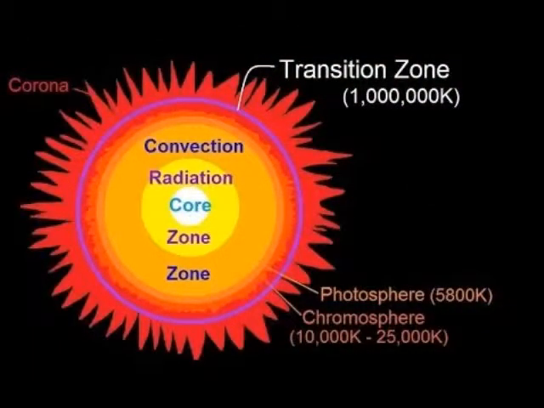The core of the Sun is at the Sun's center. It is the hottest layer of the Sun and the solar system, reaching temperatures of around 15 million Kelvin. In this layer, nuclear fission occurs to produce energy.